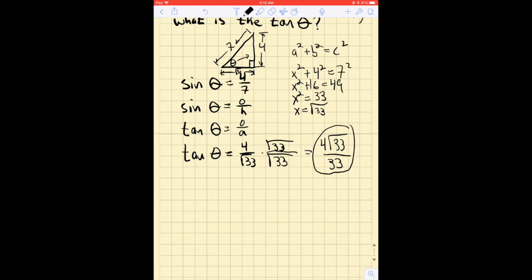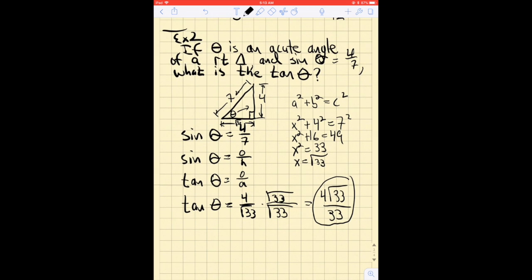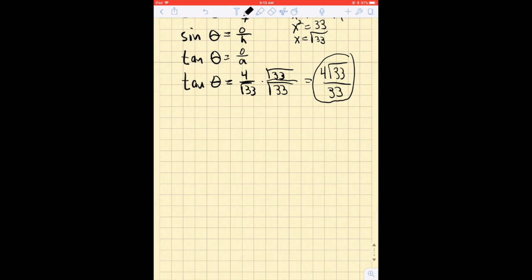You got to remember what the question was, tangent of theta. So we had to do all those steps to get to the tangent of theta.